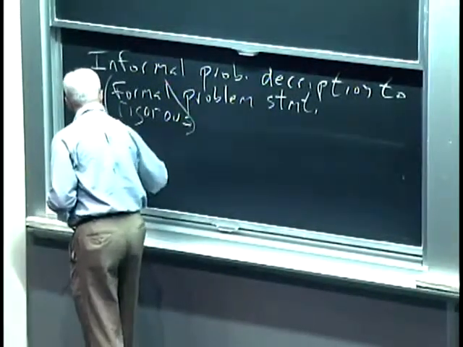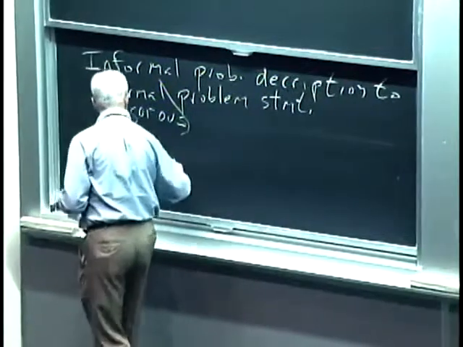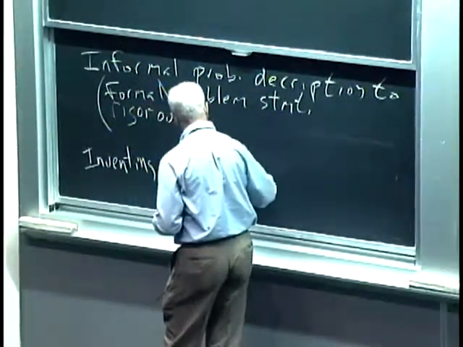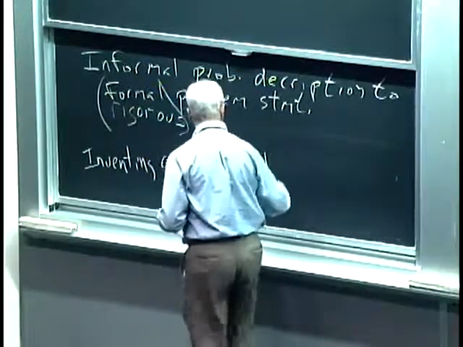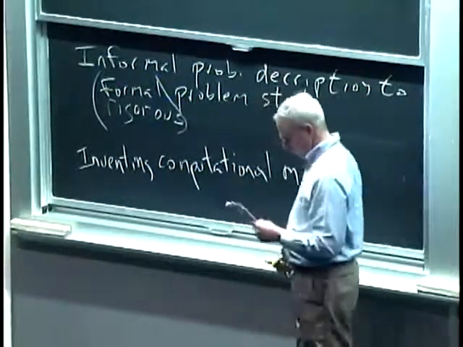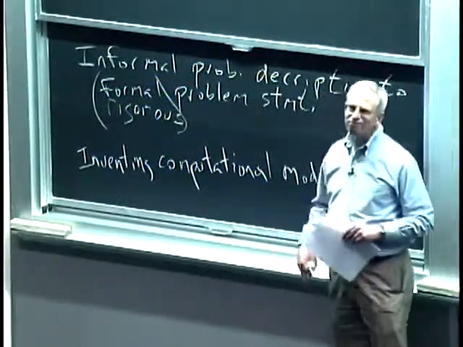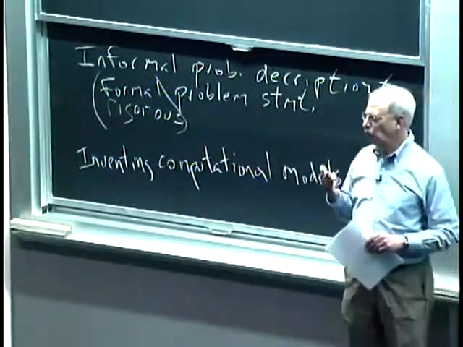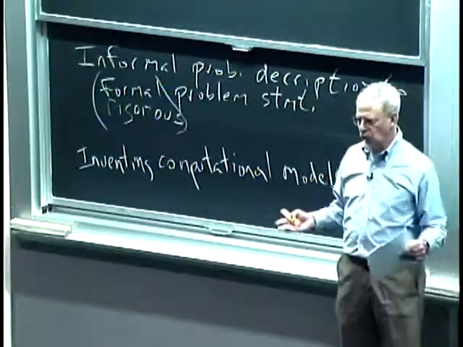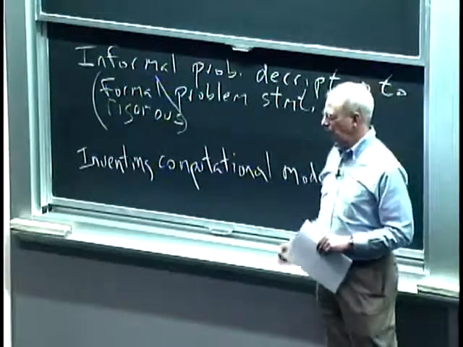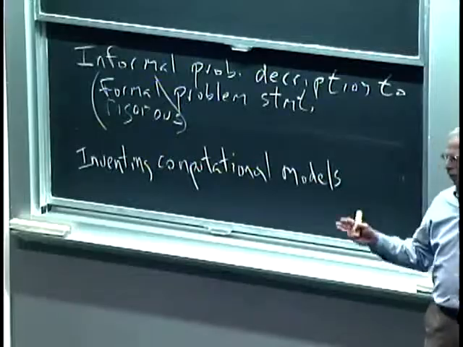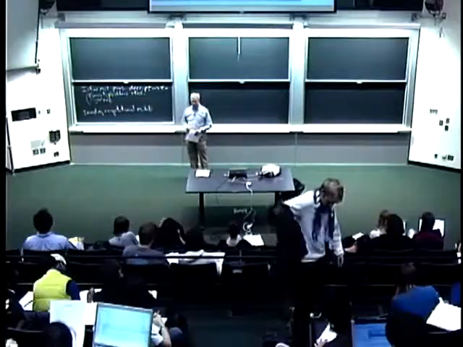Another thing is inventing computational models. Almost every meaningful program we write is in some sense modeling the actual world. If we're writing a program to figure out how to keep a bridge from falling down, we're modeling the physics of bridges and wind and things like that.